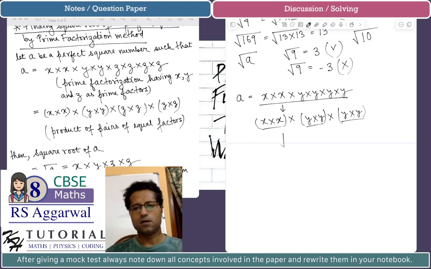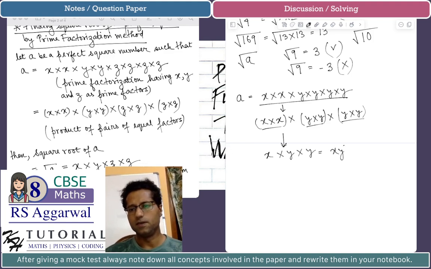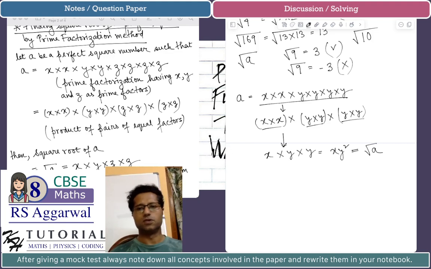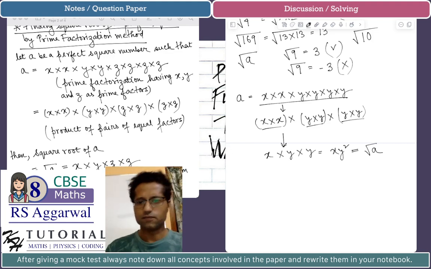Now, the next step is from each pair I will take one factor. So x from the first pair, and then y from the second pair, and again y from the third pair. So x y square will be equal to the square root of A. So the square root of A will be x y square.